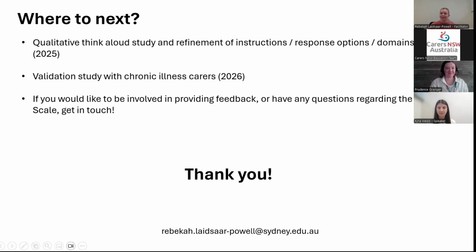We're doing a qualitative think-aloud study this year as a part of Charlotte's honours program, and we're going to refine the instructions, the response options, the domains, and the items. And then next year, we're going to take the refined measure out to a broader range of carers to look at validating it.